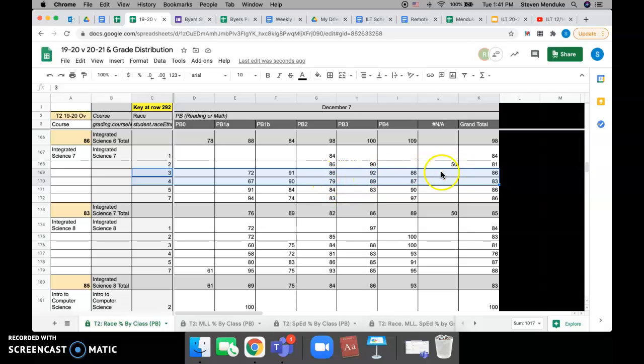So we would walk our way through, then we would do that same comparison to our white students here, our predominant subgroup. Okay, we could look at the overall for each race subgroup here.